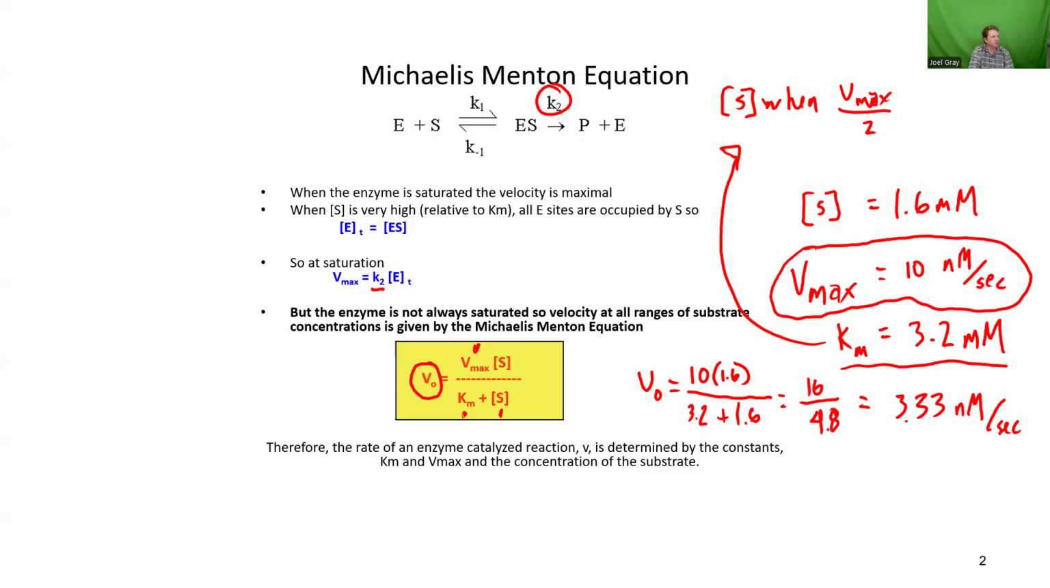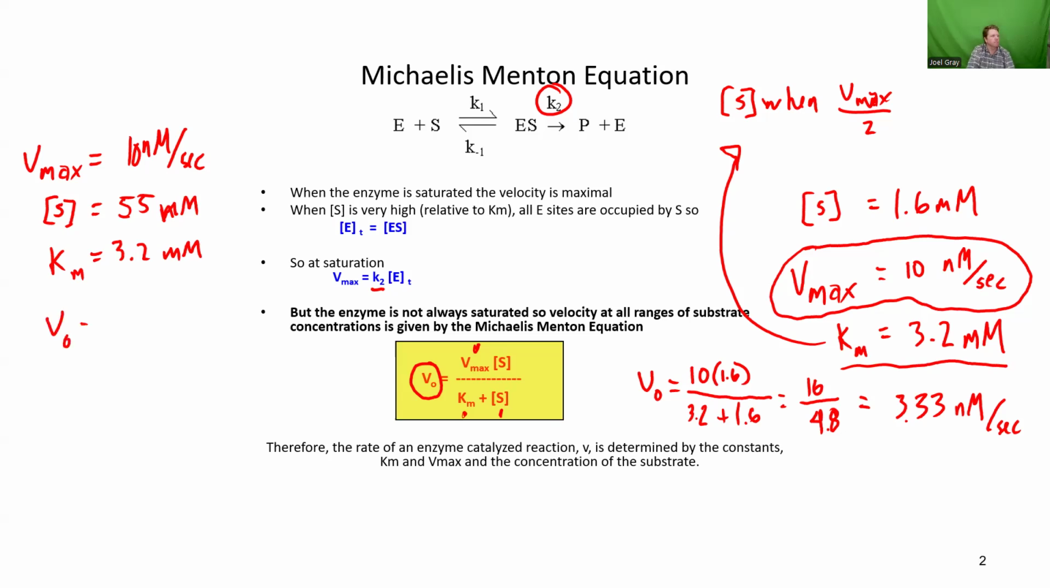Well, let's say that our Vmax, I'm going to go with some of the same units or the same examples. Vmax is 10 nanomolar per second. Substrate concentration equals, let's say, 55. And then let's go with a Km of 3.2. I'm going to include units here because I don't want to be completely neglectful there. But again, the units for concentrations don't really matter. The question is, what is the V sub 0?